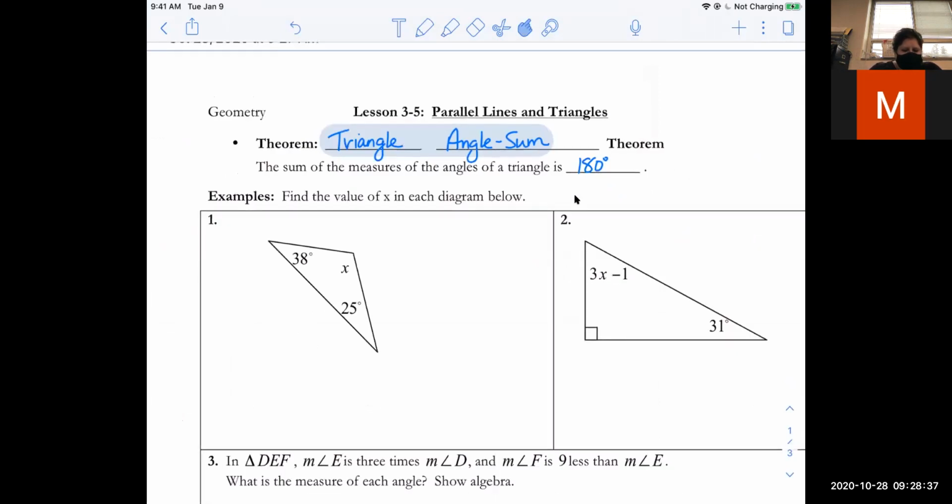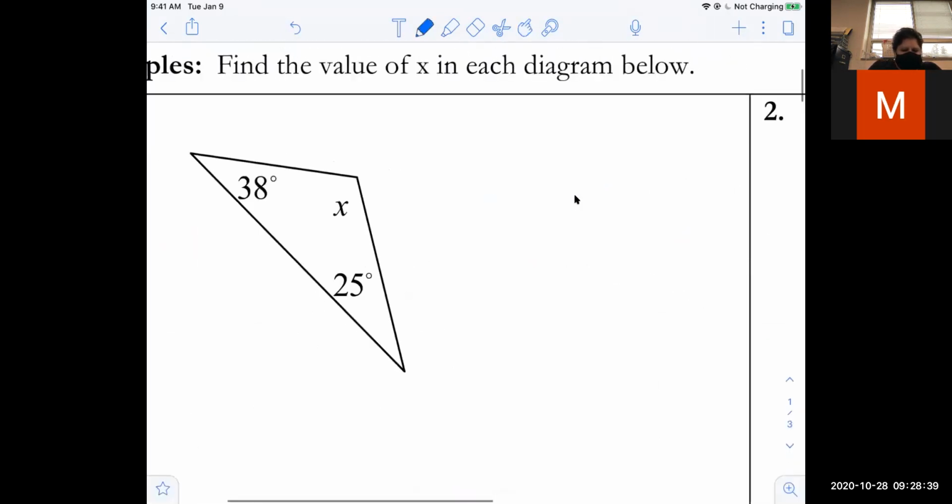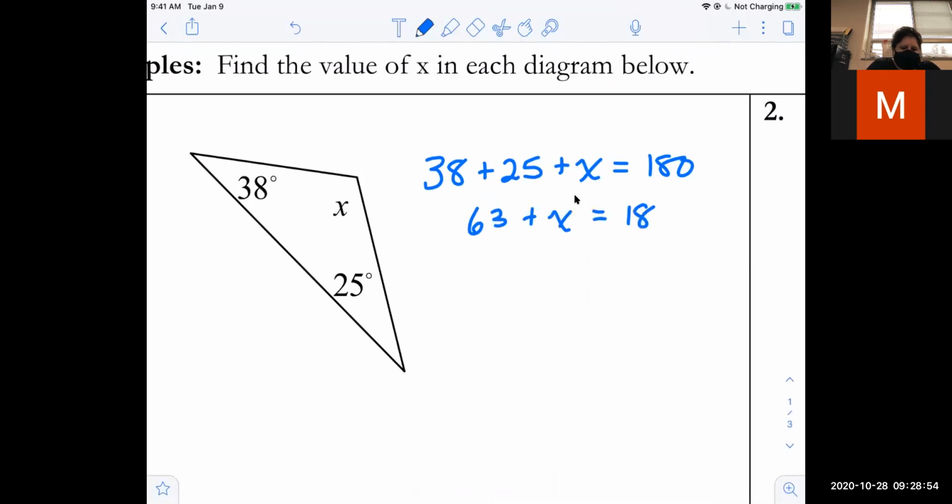Okay, so on this problem, obviously we would be doing 38 plus 25 plus x equals 180. So what is that? 63 plus x is 180. So what would x be?